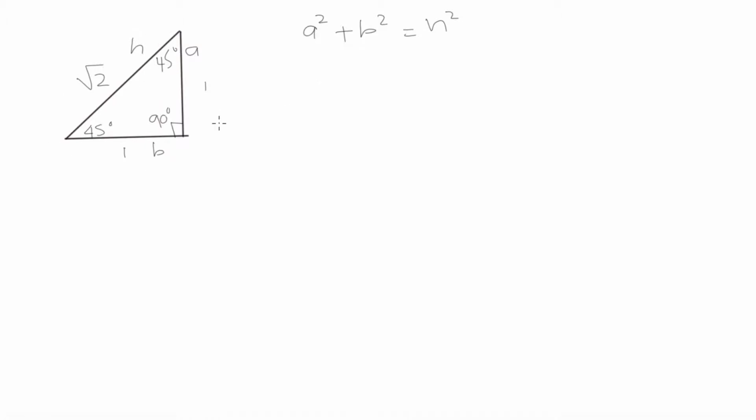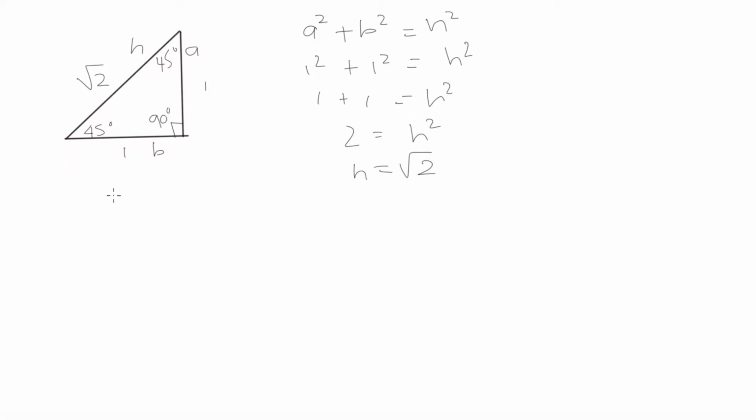And we can confirm that this is correct because we have 1 squared for a, b is also 1, so let's set that equal to h squared and confirm that we get root 2. So 1 squared is just 1, 1 squared is again just 1, so that means that 2 has to be equal to h squared, which means that h is equal to the square root of 2. So this is just to confirm that these sides do follow the Pythagorean theorem. And now this is just one of the cases that you're going to have to commit to memory, and it's going to do you a lot of good to just memorize that.